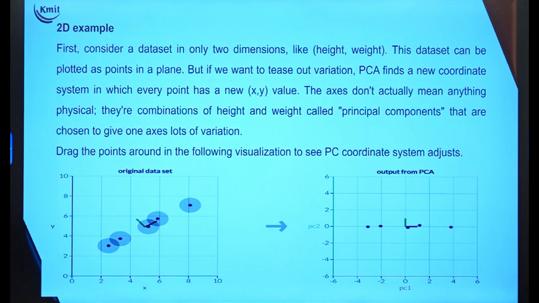As you can see in the 2D example, consider a data set with two dimensions like height and weight, height versus weight. The data set can be plotted as points in a plane. But if you want to tease out variation, PCA will find a new coordinate system, as you can see in the second figure on the right hand side. The axes don't usually mean anything physical; they are just combinations of height and weight, called principal components, that are chosen to give the axes lots of variation.